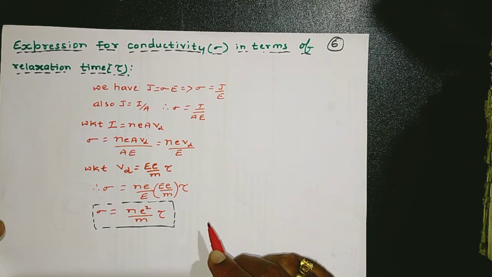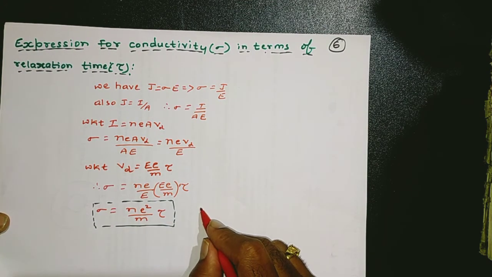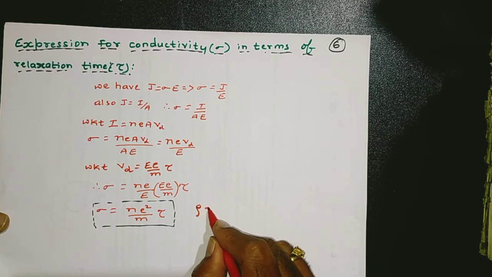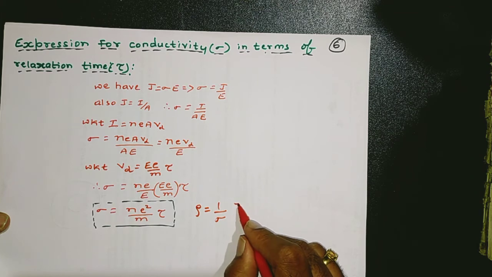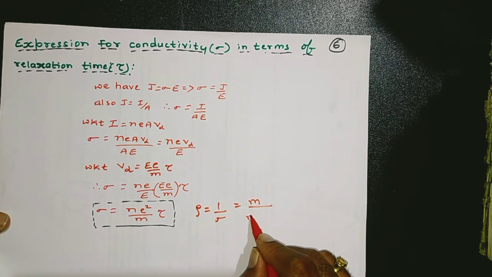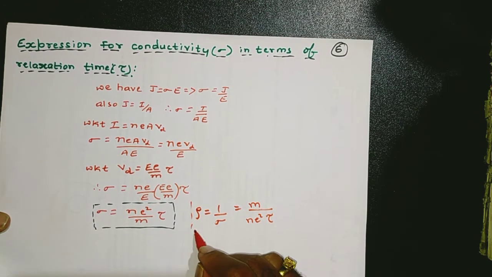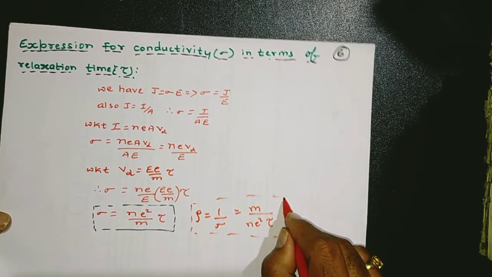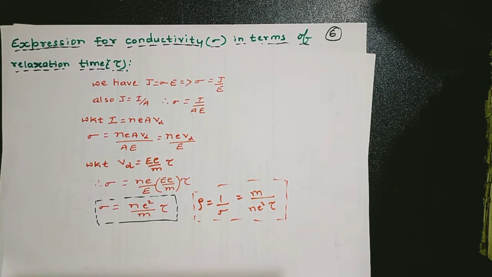Students, if the same is asked for resistivity in terms of relaxation time, then you know that resistivity is reciprocal of conductivity. So you may write it as m by n e square tau. This would be the expression for resistivity in terms of relaxation time.